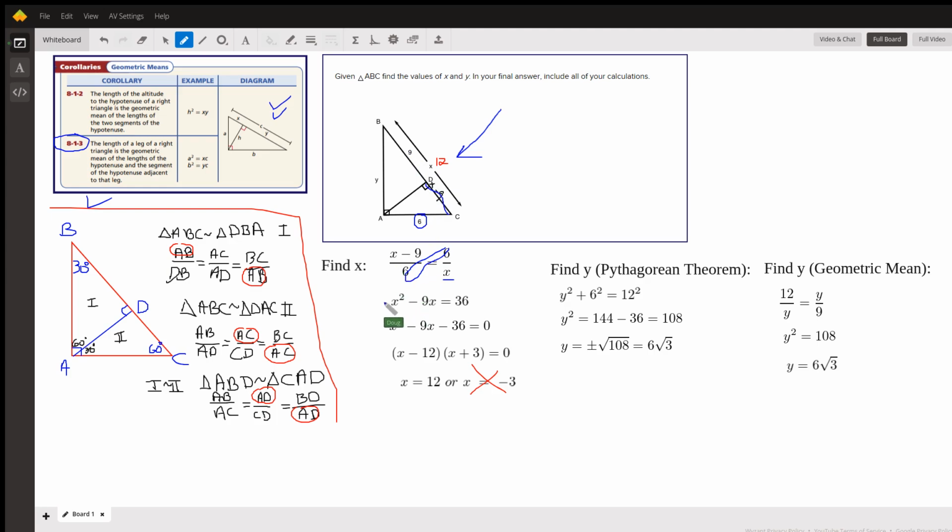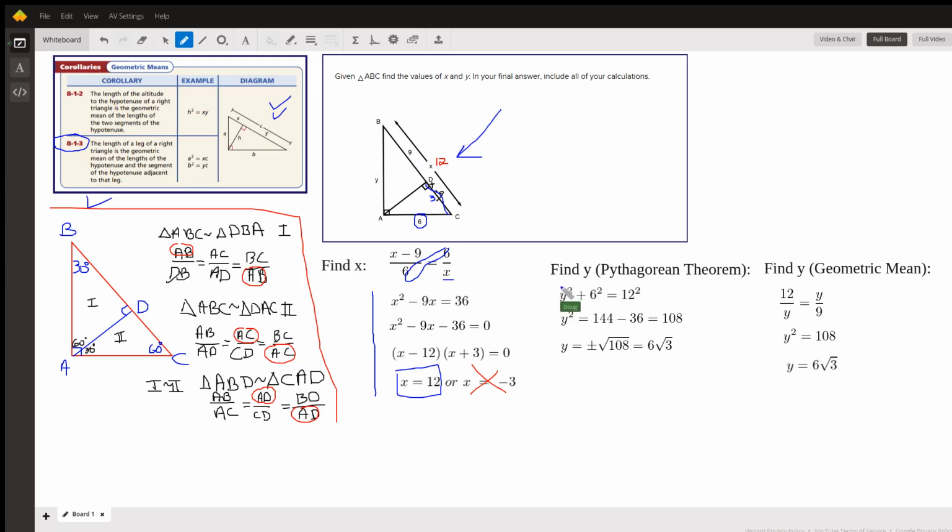So if you solve this equation, cross multiplying, getting a quadratic equation, factoring, we'll reject the -3 since we're dealing with segment length. So x is 12. And if we put this 12 here, we can put a 3 on this leg of the little right triangle. And then you have two choices how to find y.